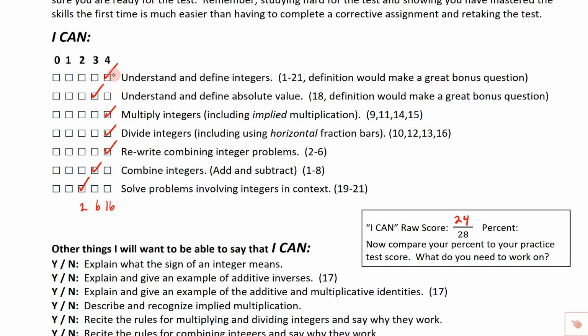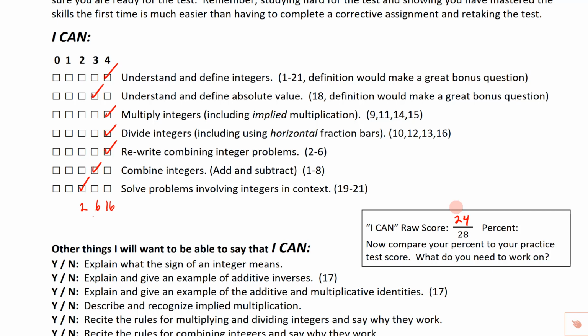Now, where did I get these numbers right here? I went through and said if they got a 4, a 4, a 4, and a 4, 4 times 4 is 16. So we're just adding up how many points they got here. 3 and 3, that makes 6, and then they got a 2 right here. So if we add these together, 2 plus 6 is 8. 8 plus 16 is 24. 24 out of 28 is the raw score on this.